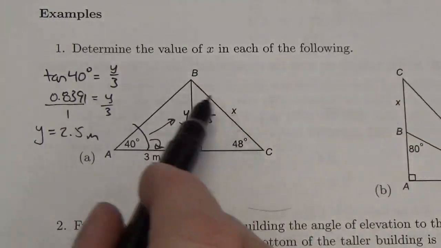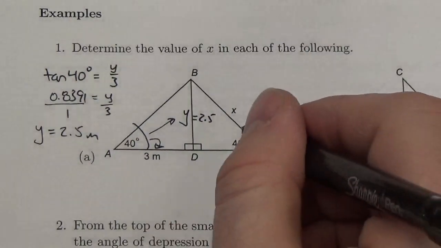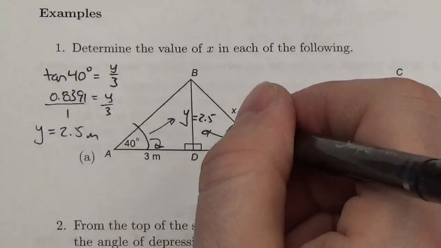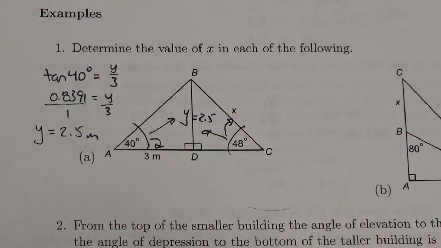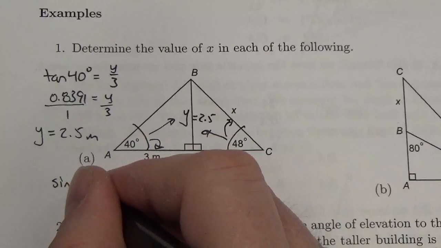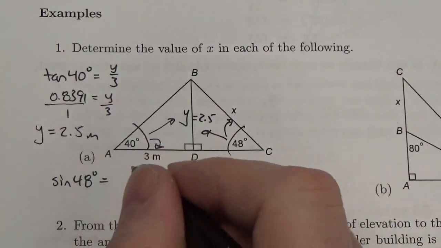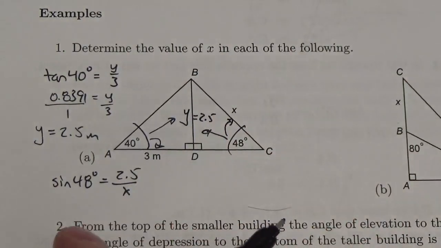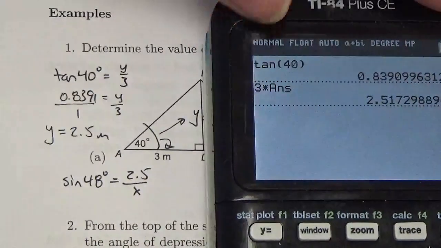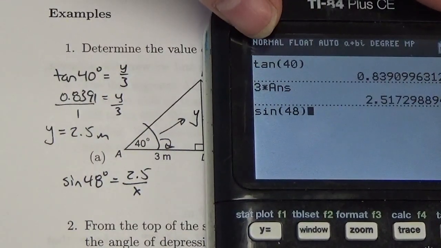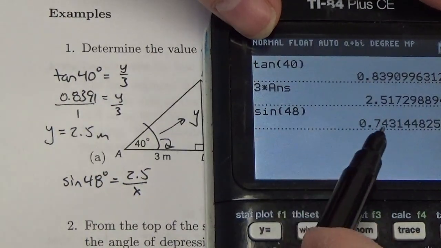Now I've got 3 bits of information in this triangle right here. So here's the angle that's important. I know now I've figured out the side opposite to it, and I'm looking for the hypotenuse. So what trig ratio relates the opposite and the hypotenuse together? That's sine. So the sine of the angle that I'm given, 48 degrees, is going to equal that 2.5 over the hypotenuse x. Well, my calculator can tell me what the sine of 48 should be. Sine of 48, that ratio of opposite divided by hypotenuse should be 0.7431.